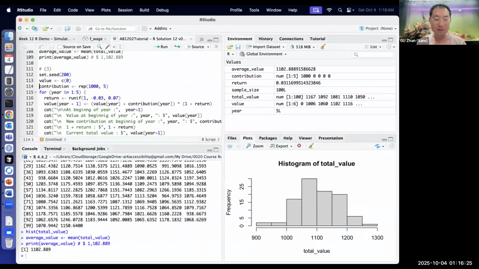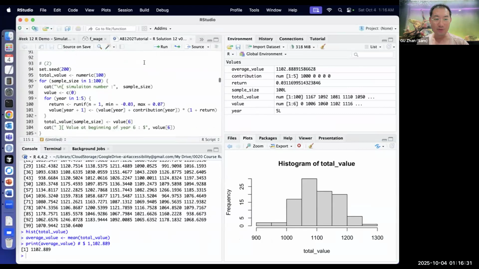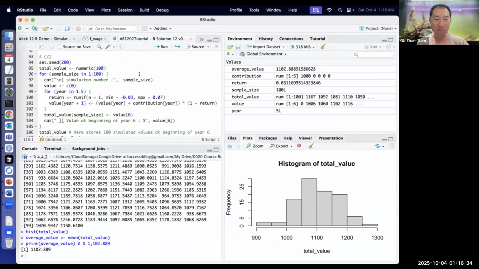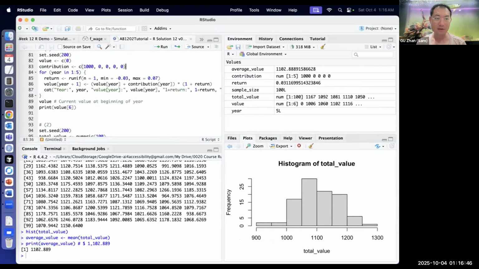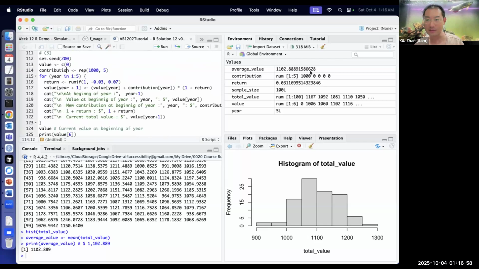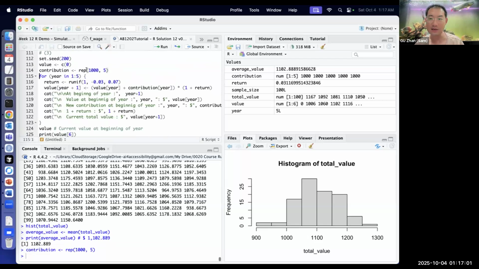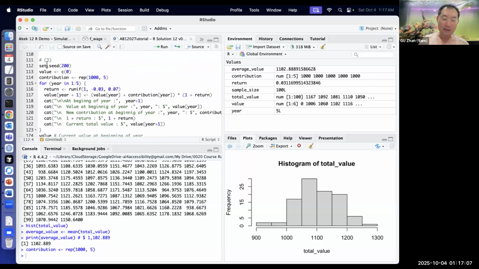So now the difference here is that the contribution has changed. Earlier, your contribution is this. You only contribute in the first year, then for the rest of the 4 years you don't contribute. But now your contribution has changed. So you run this line, you have 1000, 1000, 1000. So you invest every year. Okay, so let's run.